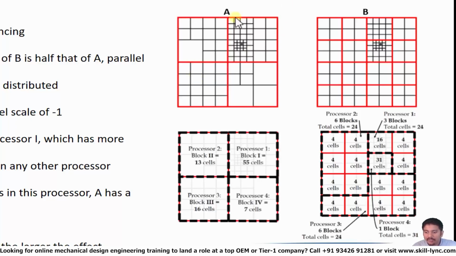So in this example, say that you are running the job with 4 processors, correct? Then what's going to happen is, you can see that in block number 1, I have 55 cells. Block number 2, I have 13 cells.